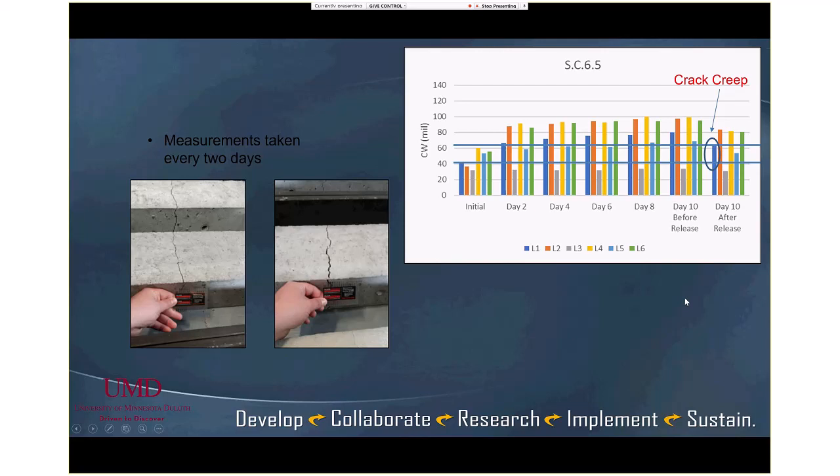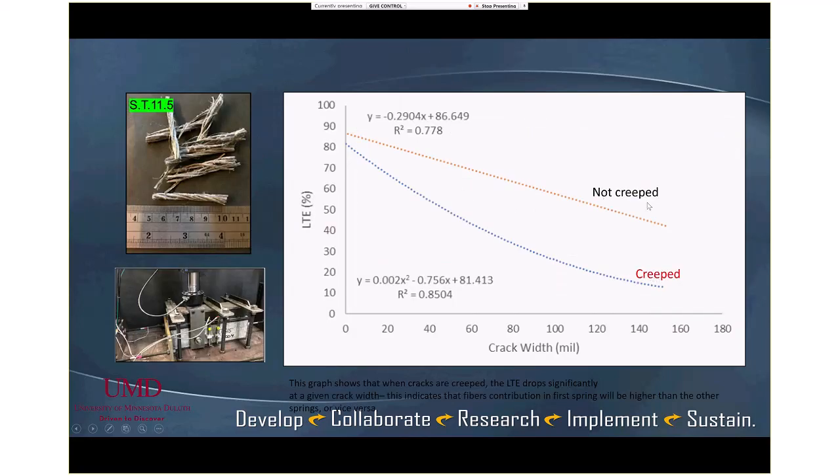We crept some fibers and we did not creep others, and then we also conducted some joint performance tests, and you see when we crept the fiber, the load transfer efficiency was less. So definitely the creep affects it.